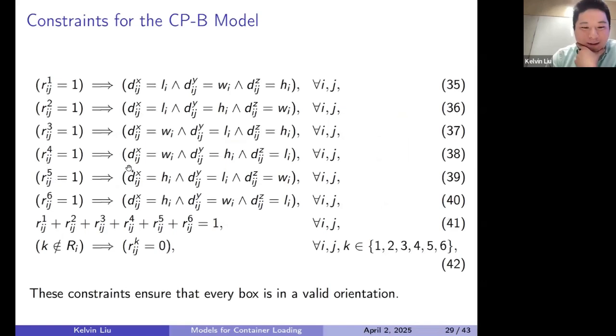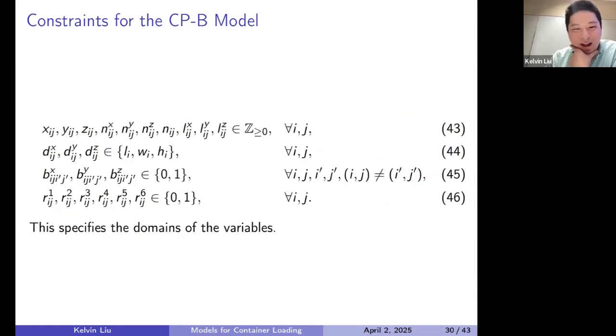Okay, so we still have the same rotation constraints as before, ensuring that every box is in a valid orientation. And we also have the domains of all of the variables. So you see that in this case, we have a lot more integer variables because of the N and the L variables that we are using now, but the other variables remain the same.